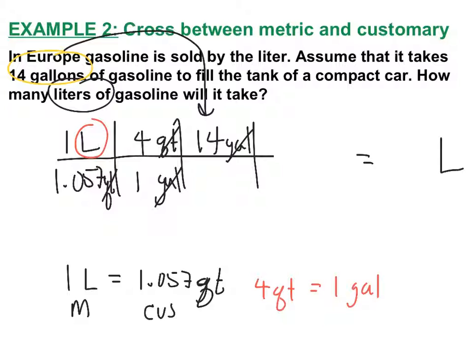So I can multiply across the top again. 1 times 4 times 14. I'm holding on to that 56 on my calculator. I'm not writing that down. And then I'm going to divide by each box on the bottom. Divide by 1.057, and then I'm going to divide again by 1. And my number of liters is 52.980. We're always going to round to the nearest thousandth unless otherwise specified.